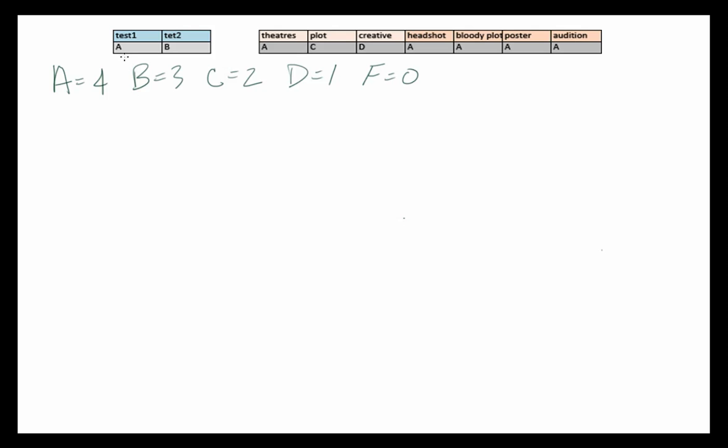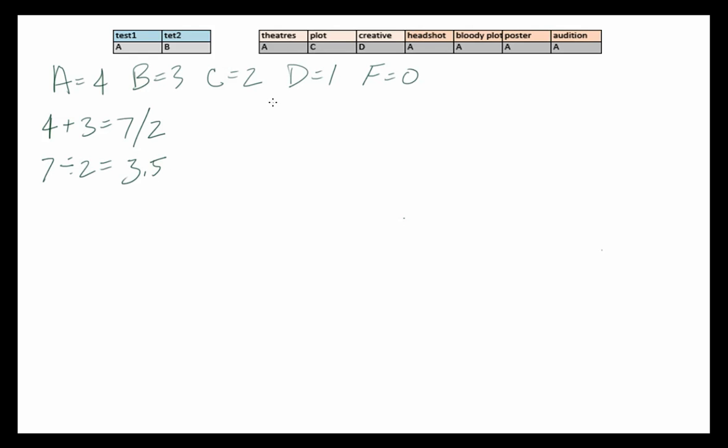So to calculate my test grade, I'm going to add the A and the B together, which is going to be 4 points plus 3 points. That's going to give me 7 points. I need to figure out what the average is, and so I would divide that number by 2. Alright, so 7 divided by 2, and that's going to give me 3.5. Alright, so my average test grade is 3.5.